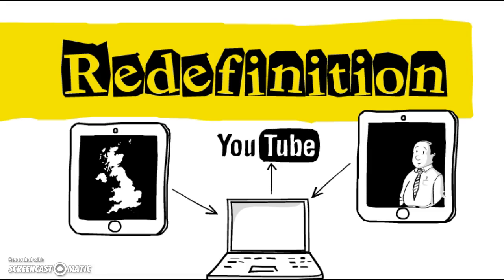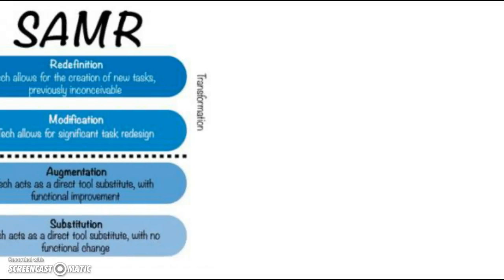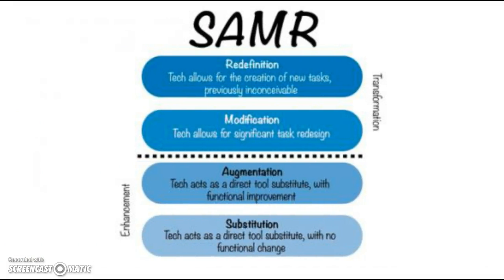All right, so to review, the SAMR model provides a framework to help us understand how we're using tech in our classrooms, our units, and our lessons. It's comprised of 4 levels: substitution, augmentation, modification, and redefinition. These levels are broken into 2 parts: enhancement and transformation. In order to use tech most powerfully, we're looking to move away from the enhancement levels and move towards the transformation levels of redefinition and modification.